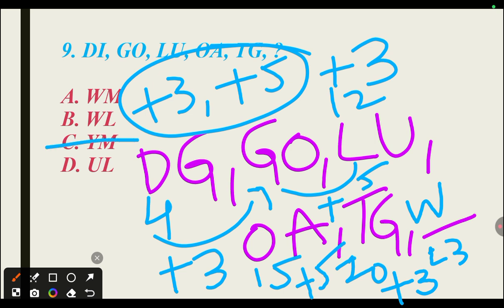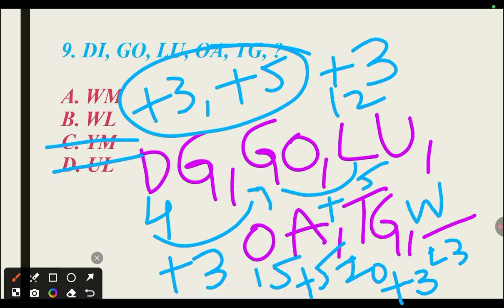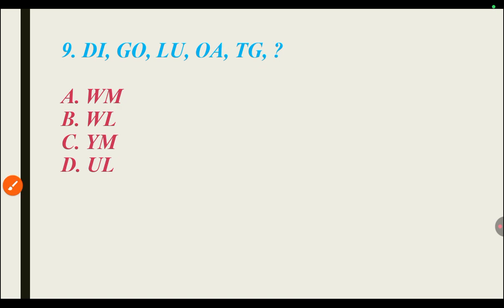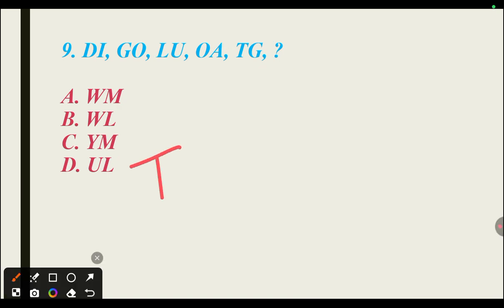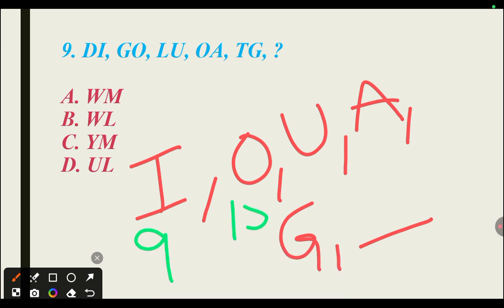But I can eliminate these two options, isn't it? I can eliminate these two options, right? Now I have to go with the second one, 7, 15. We'll do one thing. As I got already, we'll erase this and we'll write only the second terms so that it will be clear to you. I, O, U, A, G, and dash. So here first of all, 9, 15, 21, 1, 7.